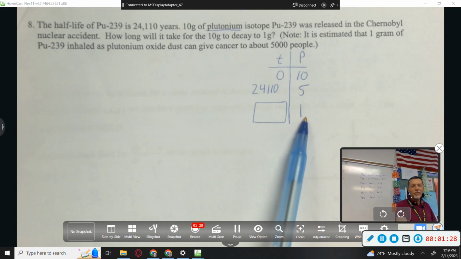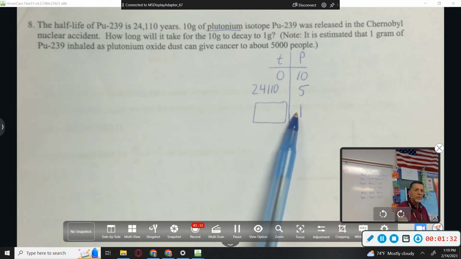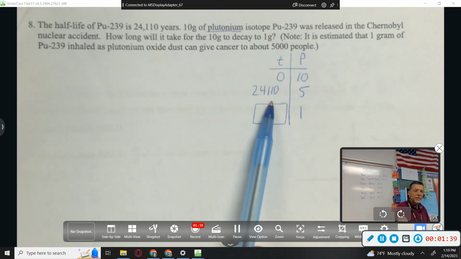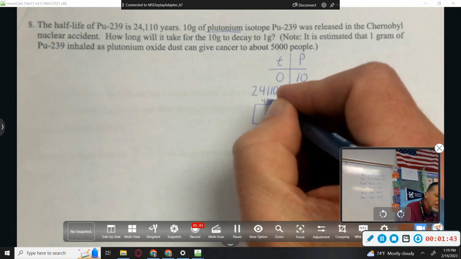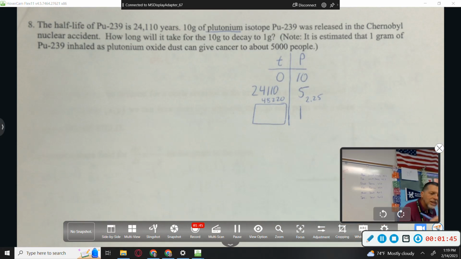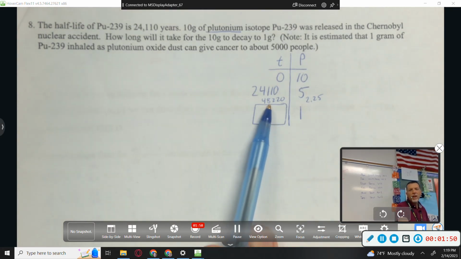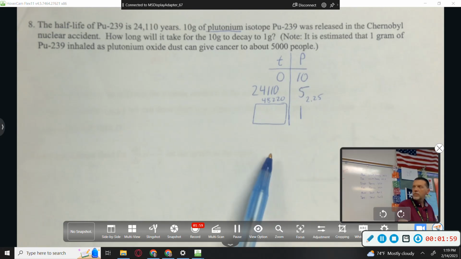If it asked for when will it be 2.5 grams, I'd work it, and the math would be 48,220. But they didn't ask for that, although we could get a pretty good idea here. I decided to play with it, and I thought this should be about 81,000. Twice 24 is 48. Another 24 would be 72, but that would get us to 1. It should be a little more than 72, I think. But we'll find out for sure.